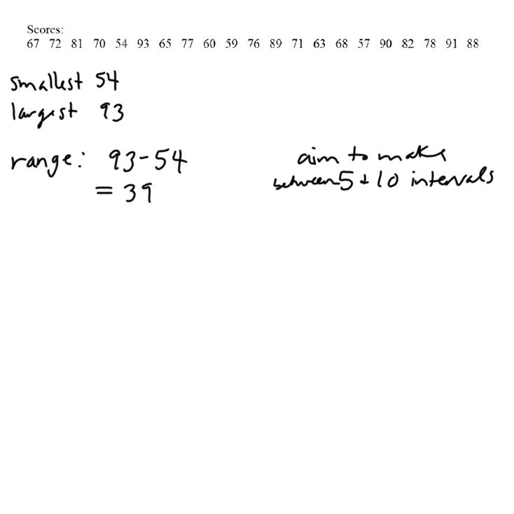Now, how did I get that? Well, what's my range, 39, divided by 5? When I do 39 divided by 5, I'm going to get something really close to 8. So I'm going to get 7.8. Or I could do 39 divided by 10. I get 3.9. That tells me the approximate size of each interval.